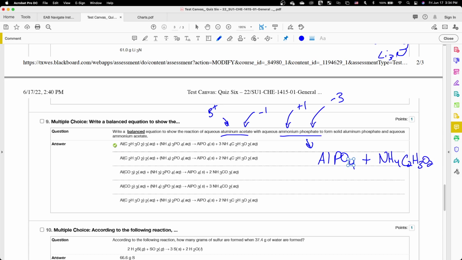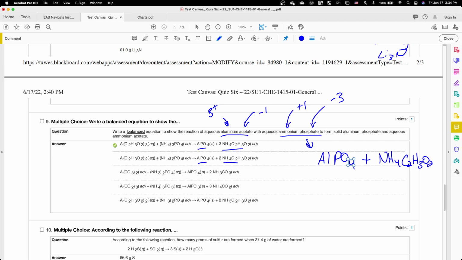So if we look at all these reactions and their products, right, they all are going to have the right one, I think. See, aluminum phosphate, ammonium acetate, aluminum phosphate, ammonium acetate. So again, these balanced chemical equation things are super easy, because you can either go through and balance it yourself and see what matches, or you can go through and just make sure that everything has the same number of atoms on both sides, right?